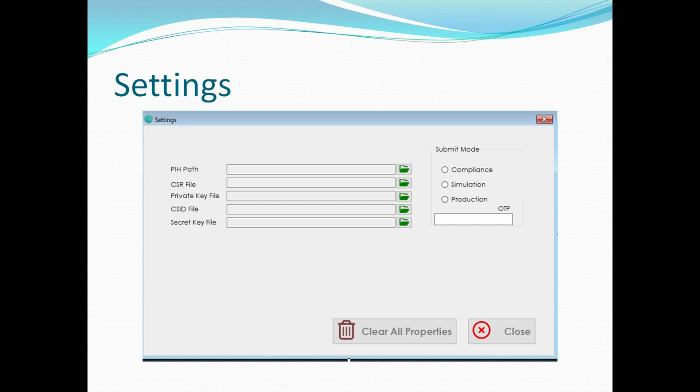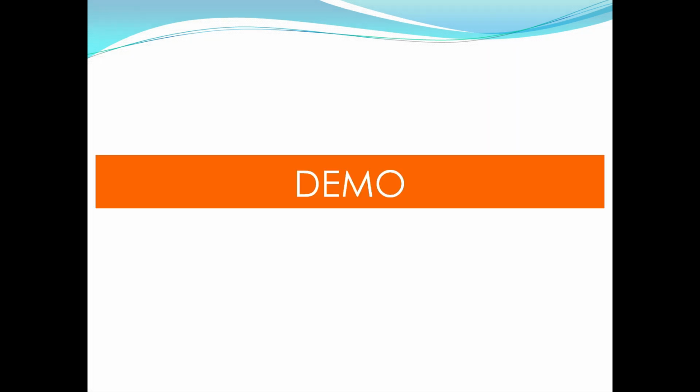Here now you need to provide the certificate file path where you saved it in screen 1, and the private key file path, CSID file path, and secret key file path. Now this is the time to move on to the demo.